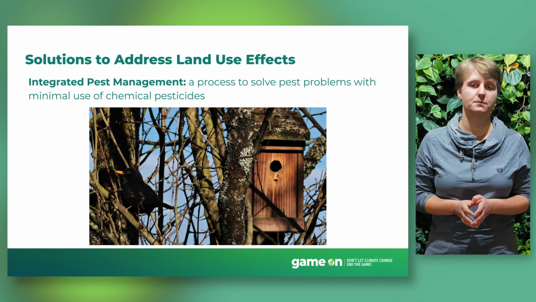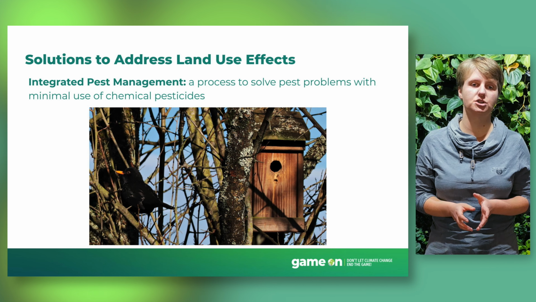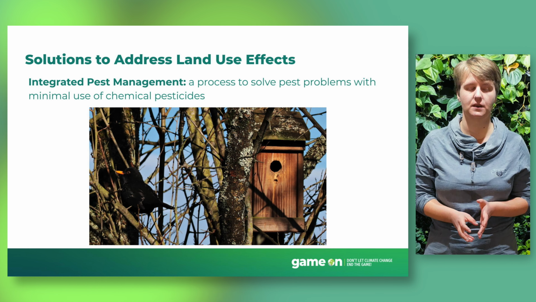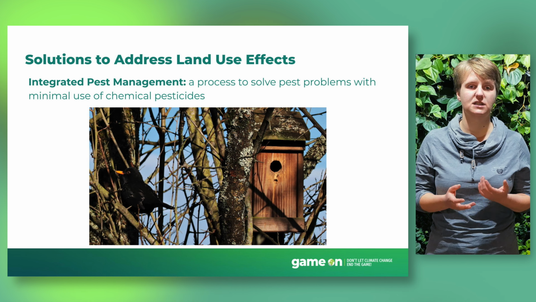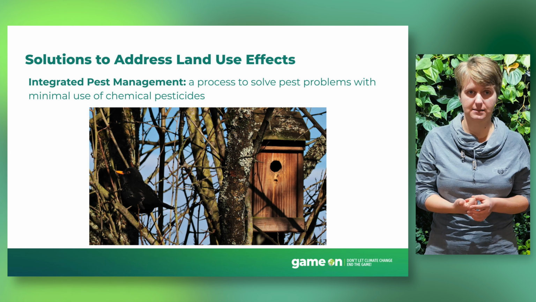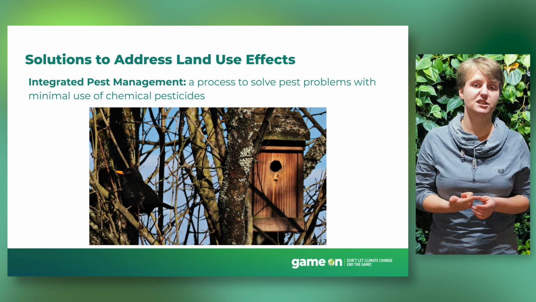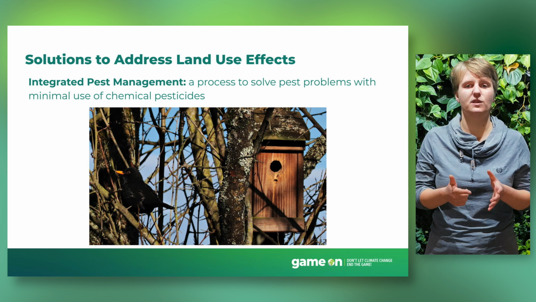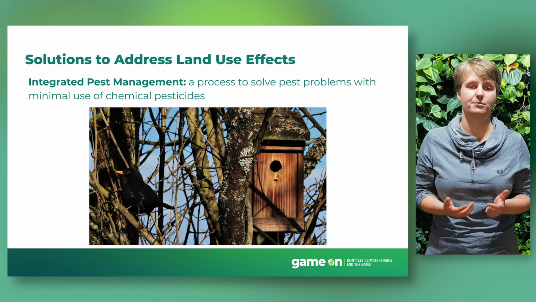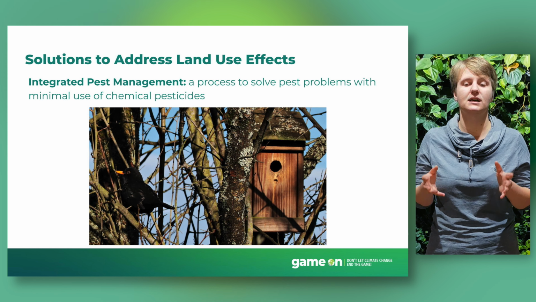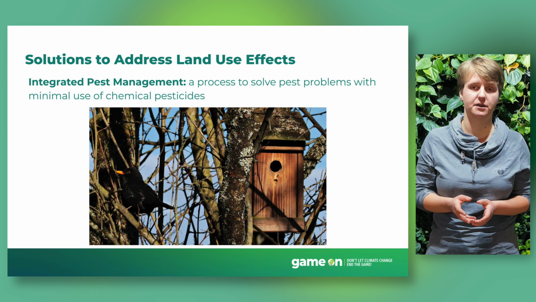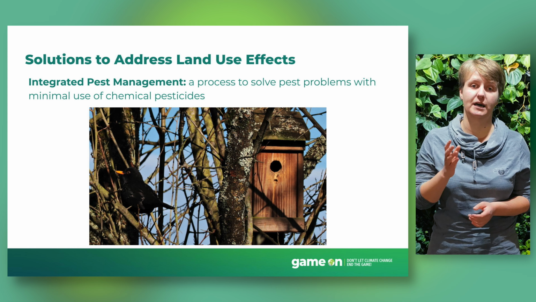We also have integrated pest management. This approach involves solving pest problems with minimal use of chemical pesticides. Integrated pest management is based on the perspective that, first of all, insects are not always pests. Secondly, management strategies should be consistent with ecological processes. These management strategies are meant to avoid detrimental effects on non-target species and ecosystem services. Multiple tactics should be employed to minimize insect adaptation to any single tactic.